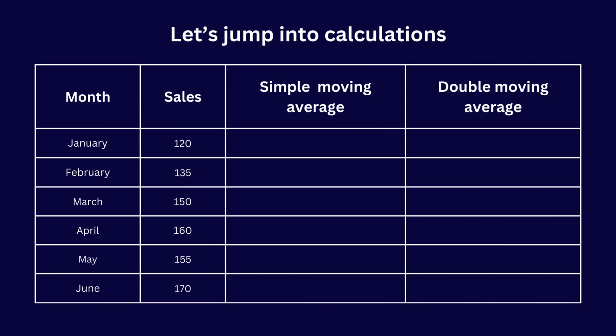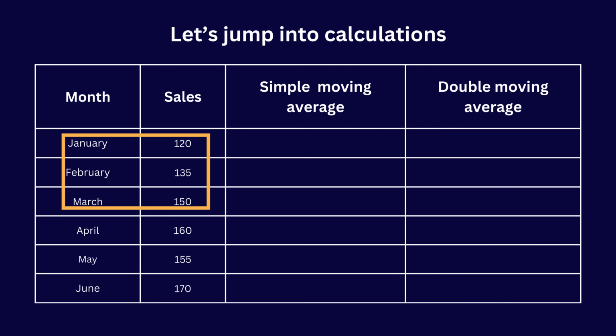Let's jump into the calculation. Imagine we have a monthly sales dataset for a store over 6 months. So January 120, February 135, March 150, April 160, May 155, June 170. We will use a 3-month moving average for simplicity.